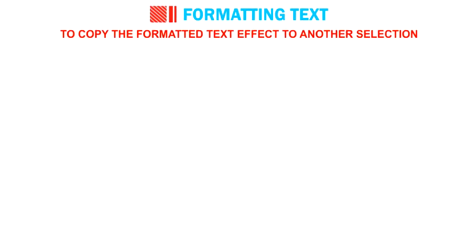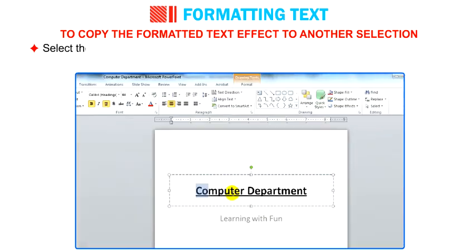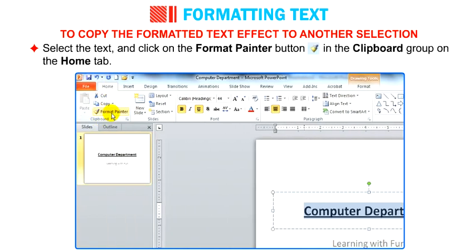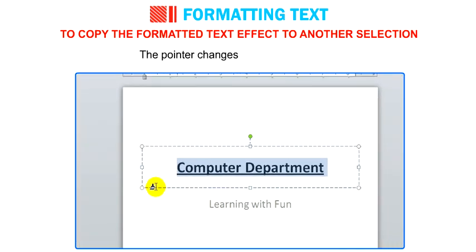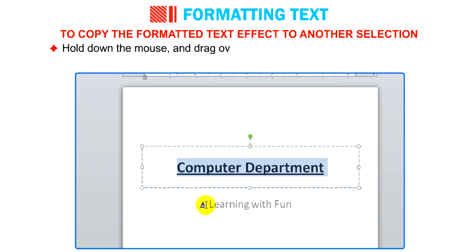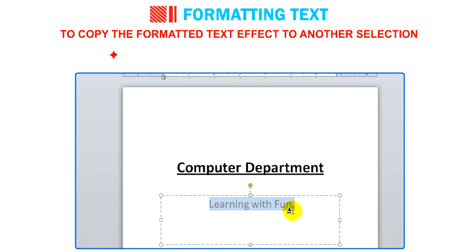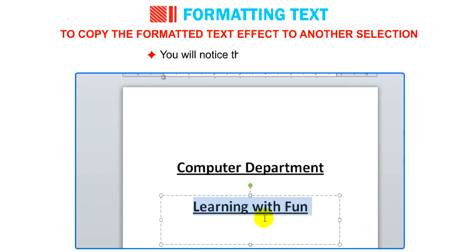To copy the formatted text effect to another selection, select the text and click on the Format Painter button in the Clipboard group on the Home tab. The pointer changes to a paintbrush icon. Hold down the mouse and drag over the text on which you want to apply the formatting effect. Once you are done, then release the mouse button. You will notice the same effect on it.